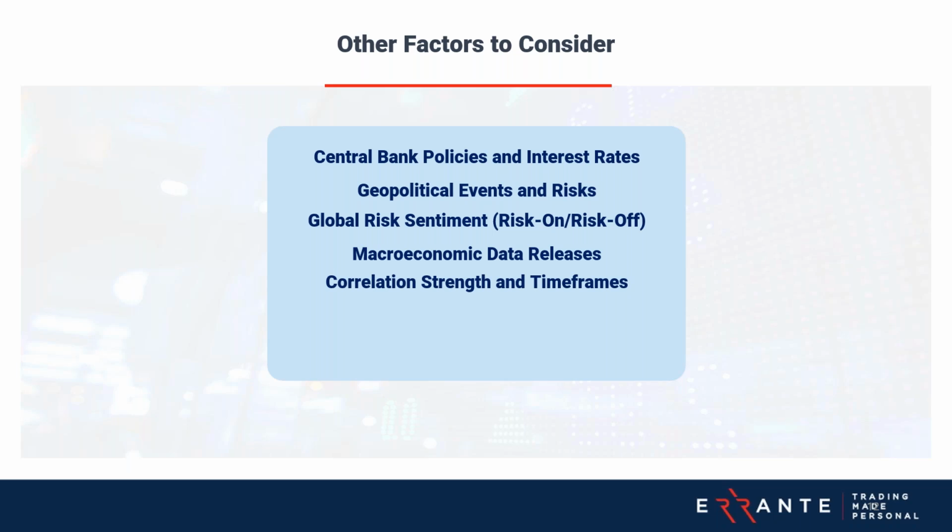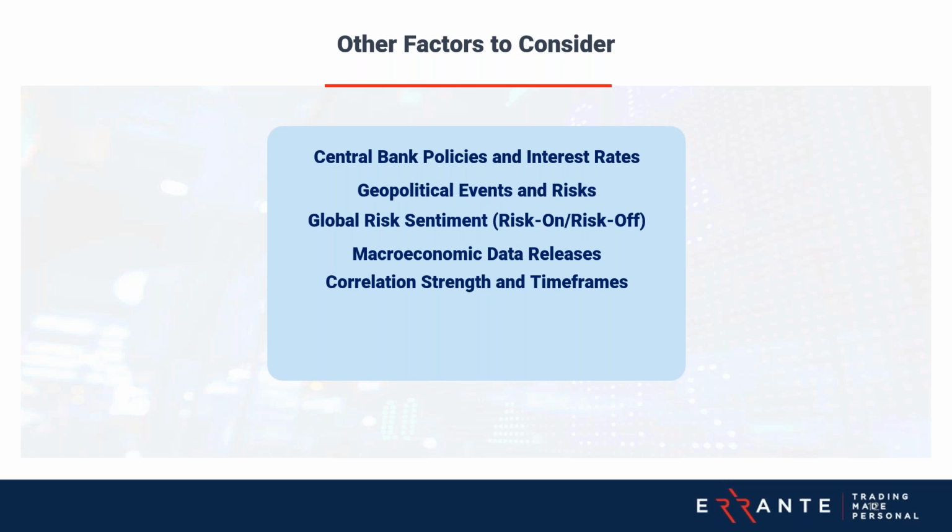The next factor, which is also very important, is correlation strength and time frames. Correlations between currencies and commodities can weaken or strengthen over time, and it's important to regularly check the strength of these correlations using tools like correlation metrics. A correlation above, for example, 0.7 is typically considered strong, but this can change with evolving market conditions.